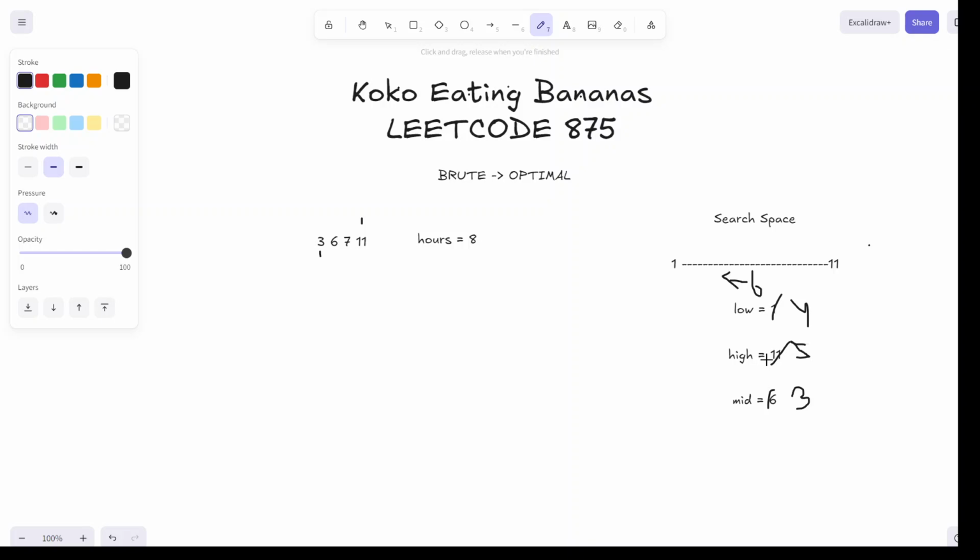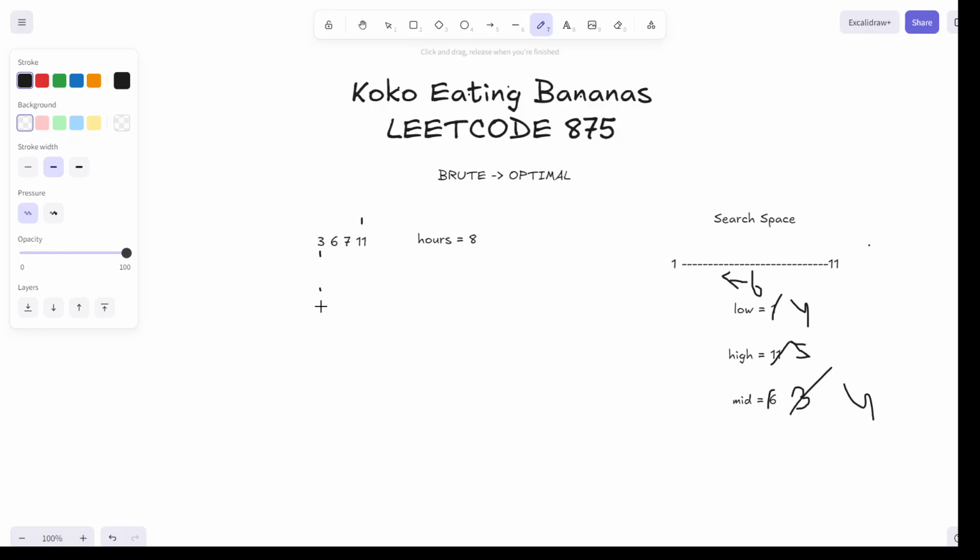We need fewer hours than 10, and we need more hours than what came out for 6, I guess. Yes, for 6 it came out to be 6. So in between we need the value, and the mid for these values would be 4, right? So now Koko is eating 4 bananas per hour.